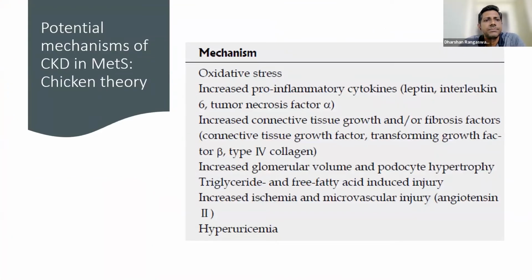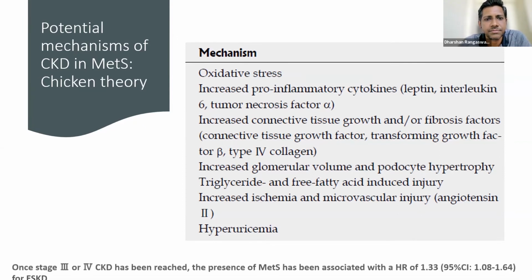So let's summarize the chicken theory, that is, the potential mechanisms of chronic kidney disease in metabolic syndrome. There is oxidative stress, there are increased pro-inflammatory cytokines, there is increased connective tissue and fibrosis secondary to angiotensin 2 and transforming growth factor beta. There is increased glomerular volume and podocyte hypertrophy because of a component of secondary FSGS. There is triglyceride-free fatty acid injury. There is increased ischemia, microvascular injury, and there is hyperuricemia. All of this contributes to the development of chronic kidney disease in patients with metabolic syndrome.